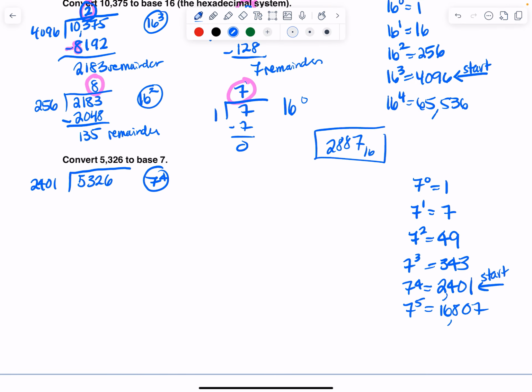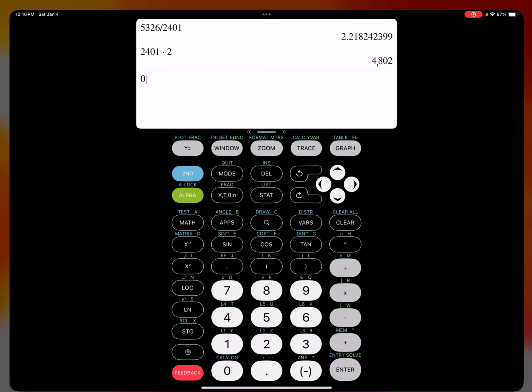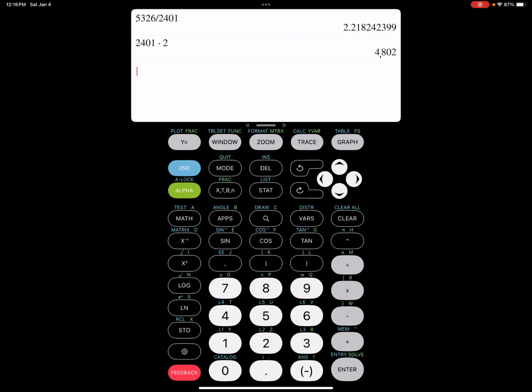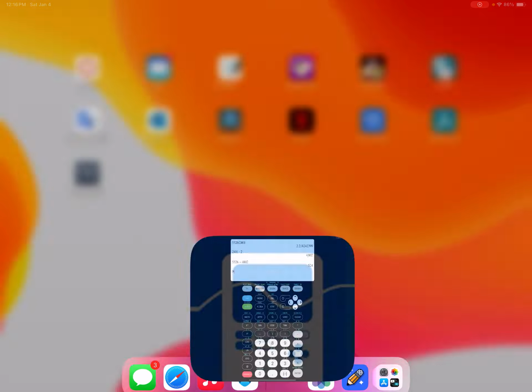So what I just did was I found out that 2401 goes into that value twice. So I'm going to highlight that because we're going to use that later. And 2 times 2401 is 4802. I'm going to have to subtract these values off. So 5326 minus 4802, and when I do that, I get 524.